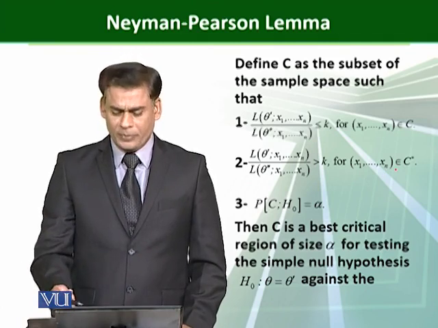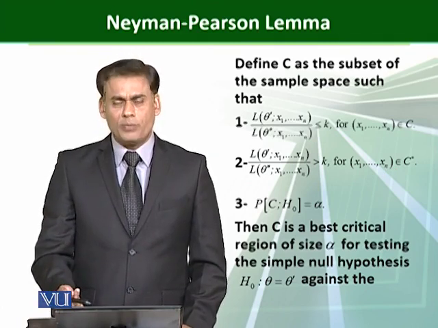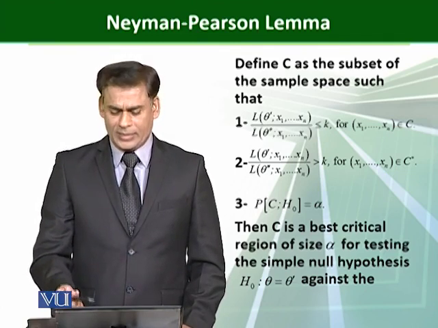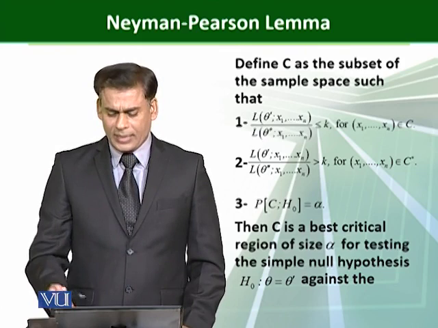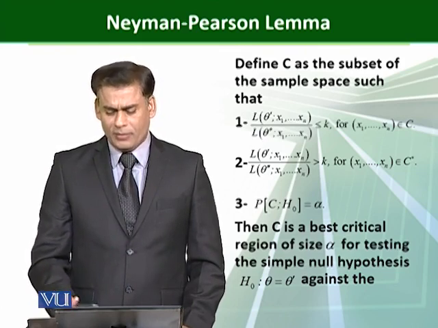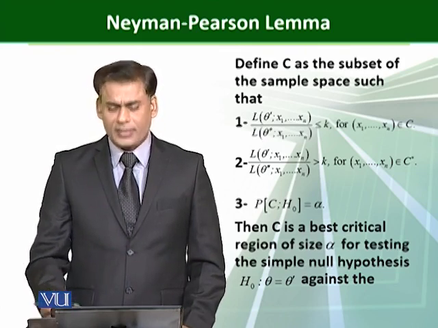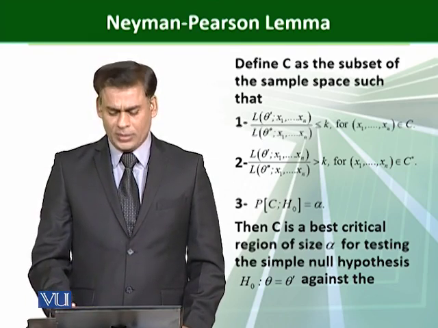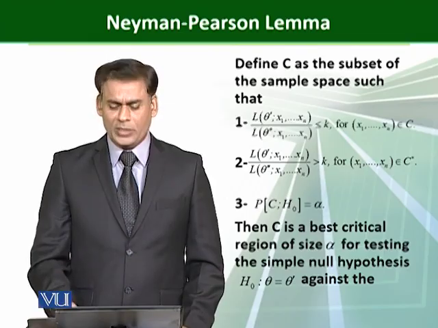complement of C. And the last one, that is the most important, that the probability of C under the null hypothesis is alpha. Then C is the best critical region of size alpha for testing the simple null hypothesis against the alternative hypothesis, that is theta is equal to theta double dash.